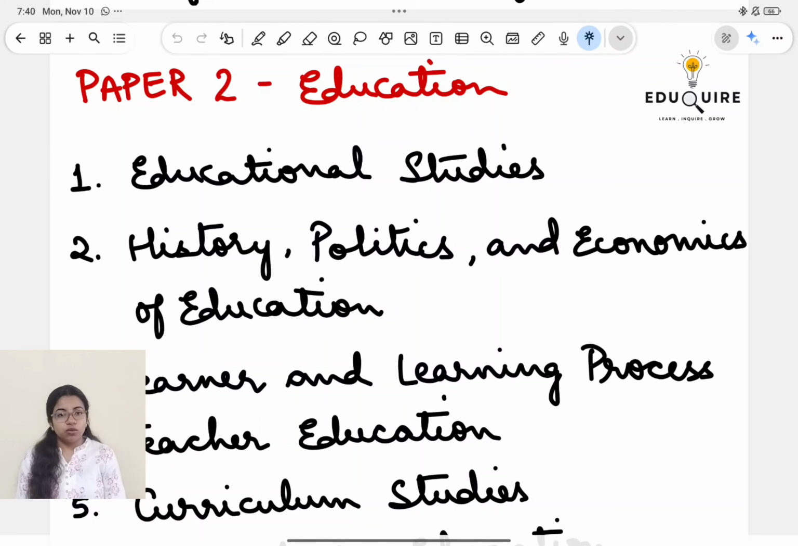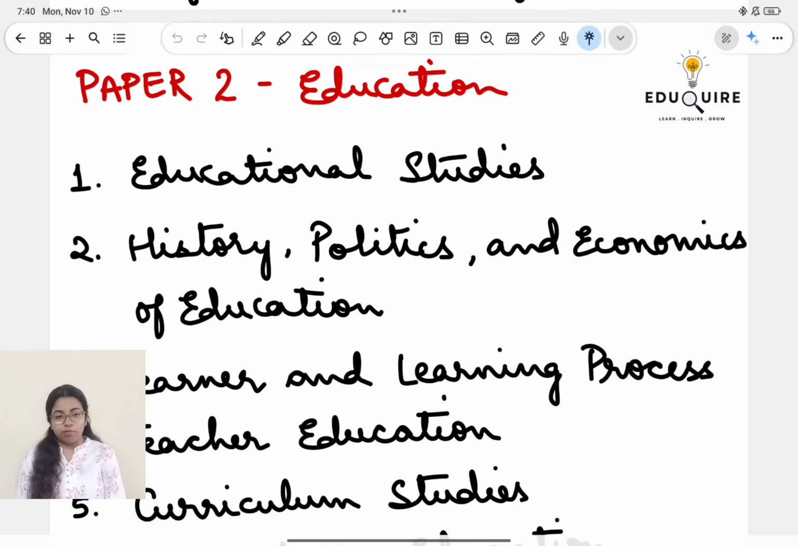Okay. Now coming to unit 2, which is history, politics and economics of education. You'll be asked about the major commissions and policies such as Kothari Commission, NCF 2005, Justice Verma Committee. You'll also be asked about the relationship between educational policy and national development.